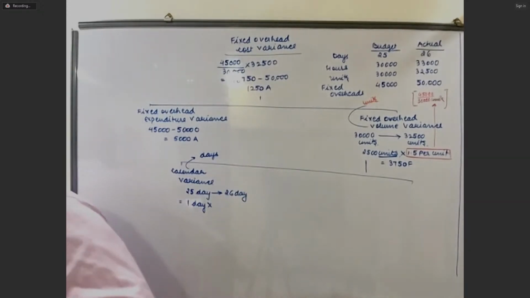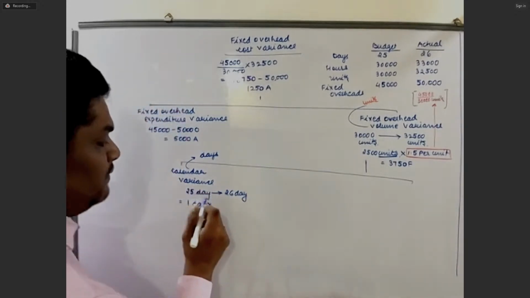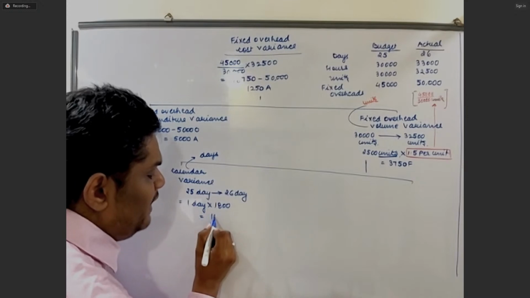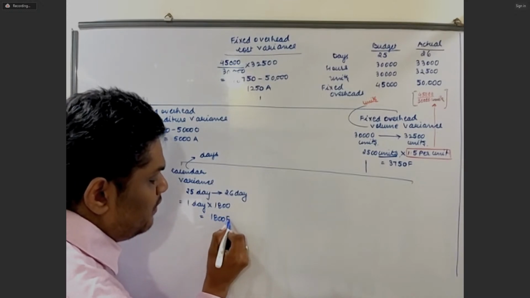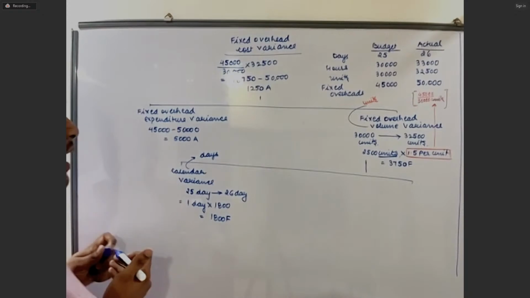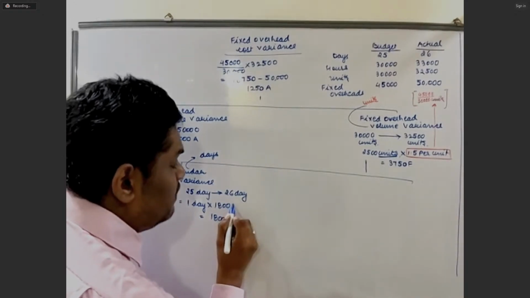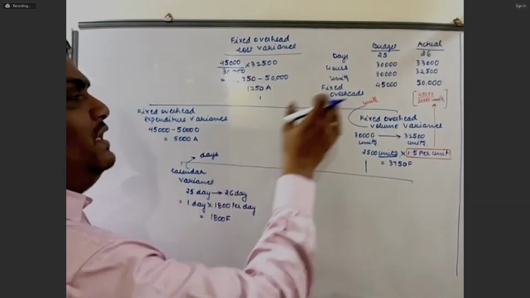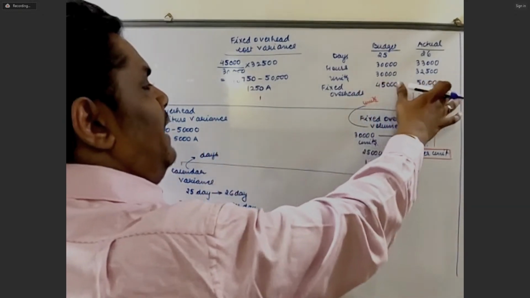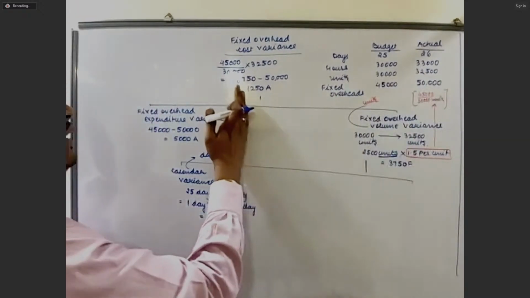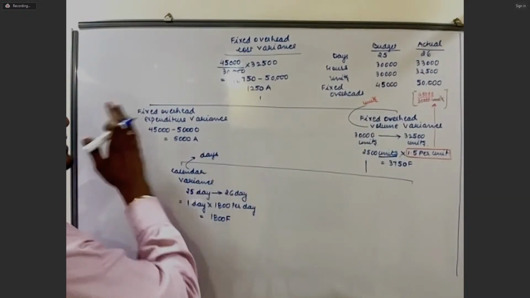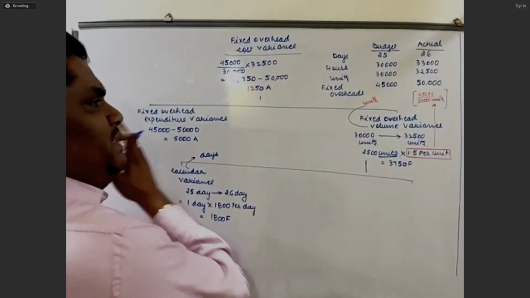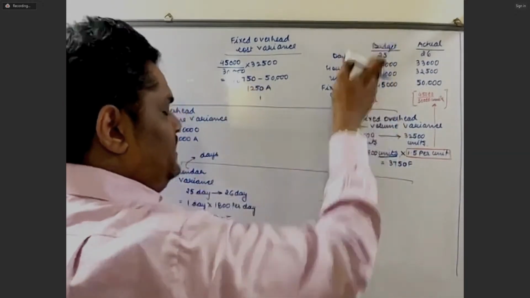This will be 1800. So the variance will be 1800 favorable. Again, how come 1800? We'll be using the budgeted rate only, because the difference between the budgeted overheads and actual overheads is already considered in expenditure variance. So the difference of 5,000 is already covered separately in expenditure variance. So from here onward, we'll be taking the budgeted rate.